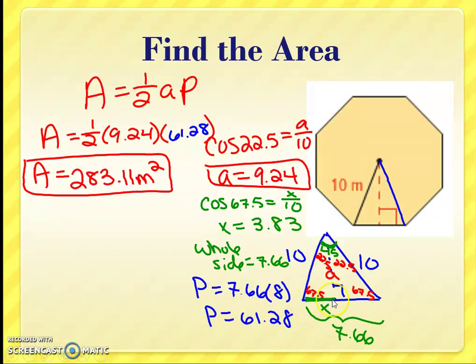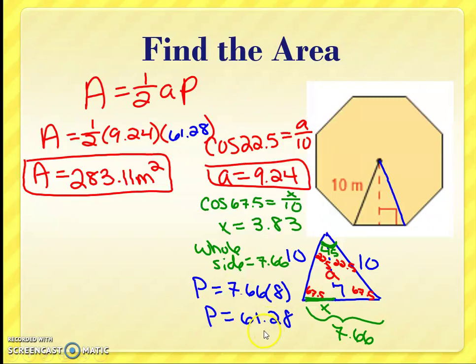If this is 3.83, I'm going to double it. 3.83 times 2 will be 7.66. So this side is 7.66. And then I'm going to use that as one of the sides, and if I want to find the perimeter, it's 7.66 times 8, which is 61.28. So basically, I use cosine for the apothem, cosine to find this side, and then double it, and then I got the perimeter of 61.28. I know this is super confusing, so we will review and do this together in class.